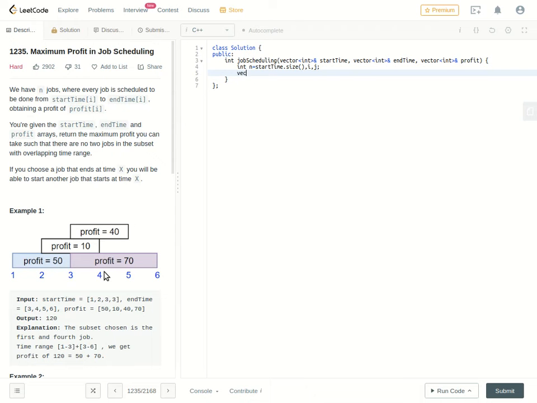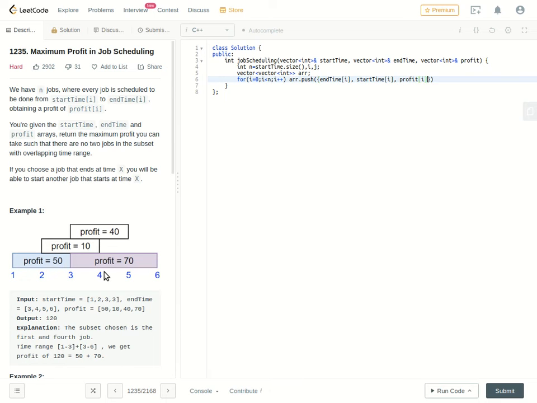Next, as we have discussed, we need to sort these jobs in terms of their end times. The simplest way to do this is to create an array of arrays. I loop through every job, from 1 to n, and push it into this array of arrays. So this will contain my end time, my start time as the second value for each job, and the profit.